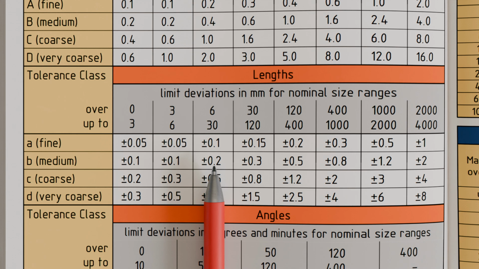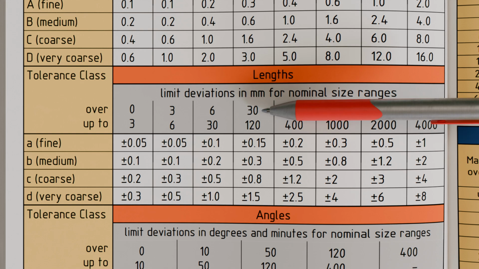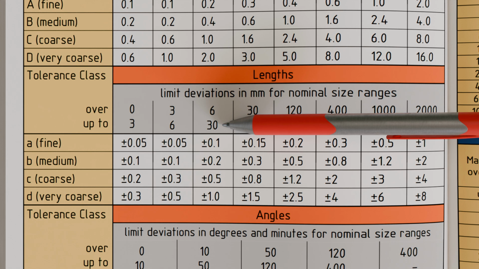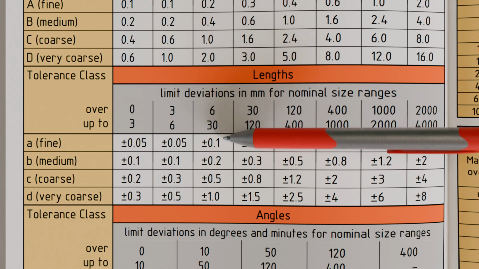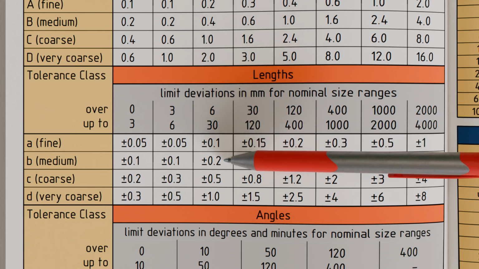The reason for this, upon closer interpretation, is the specification that the nominal size range over 30 to 120 mm only applies if the nominal size is actually over 30 mm. If the nominal size is exactly 30 mm, it is not over 30 mm. Therefore, the range that includes nominal sizes up to and including 30 mm actually applies. The limit deviations for the nominal size of 30 mm in our case are thus plus minus 0.2 mm.